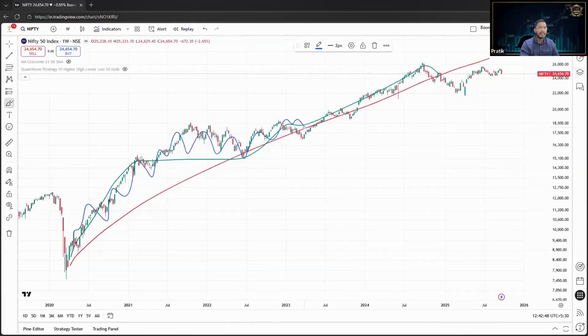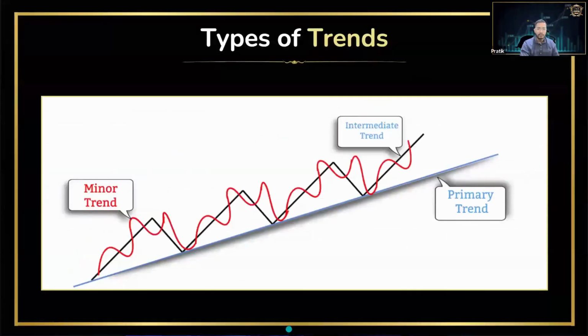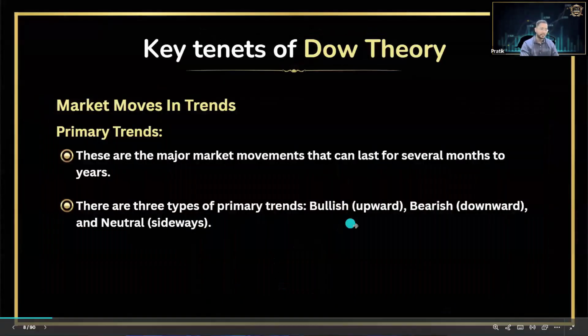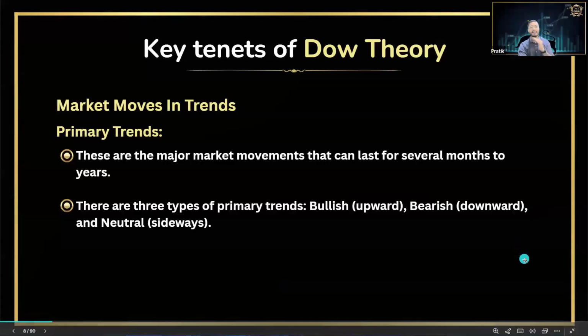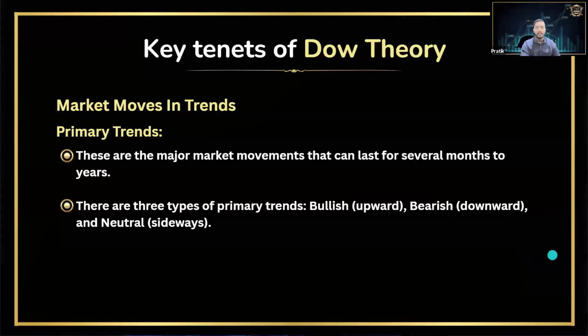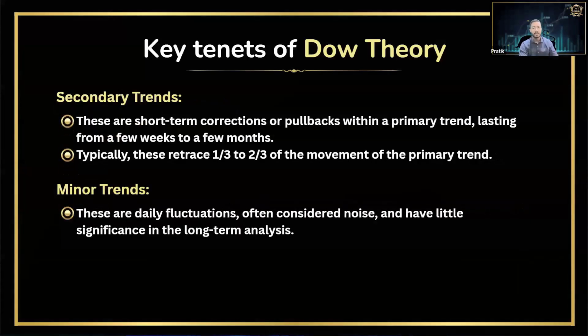That is basically what Dow theory is explaining to us: three types of trend, bullish, bearish, and neutral, and within those, primary, intermediate, and minor. Minor is a very short-term trend, small, small trends.